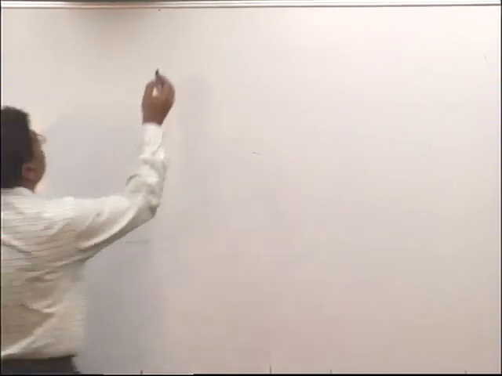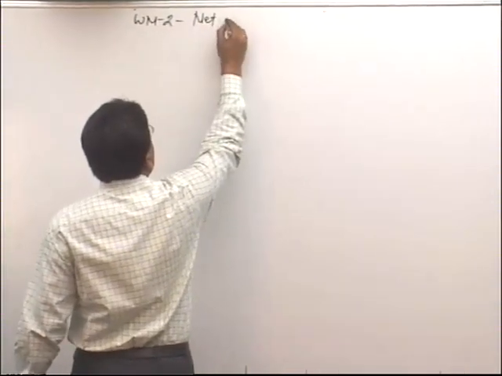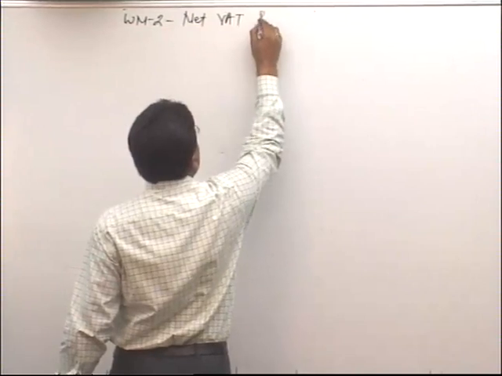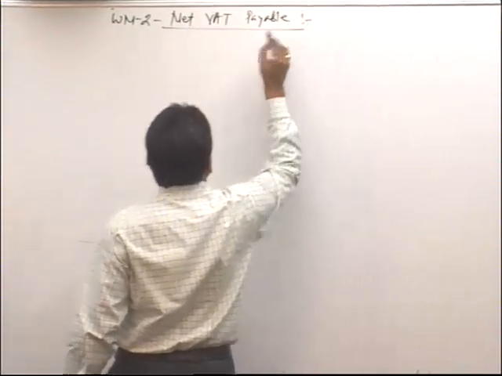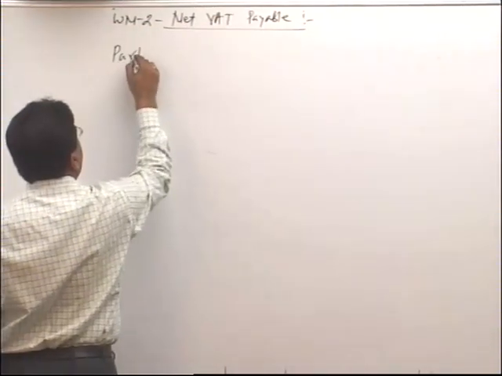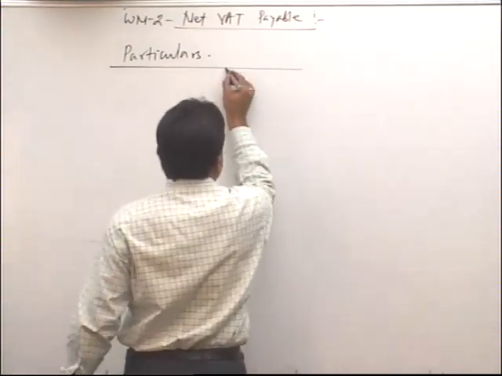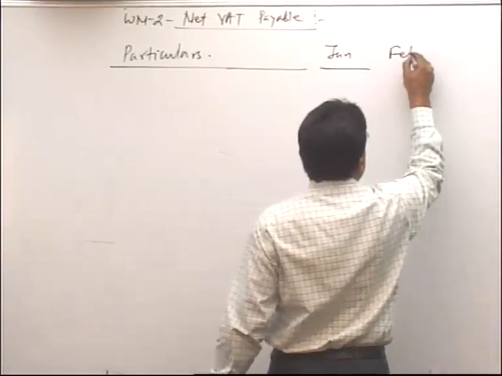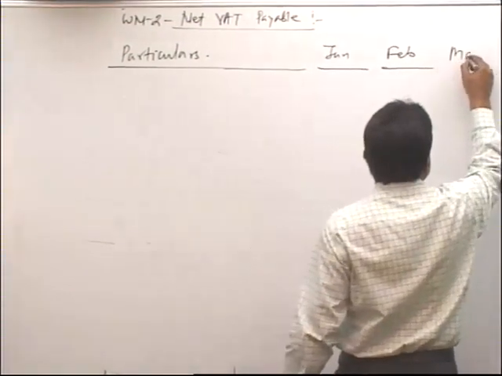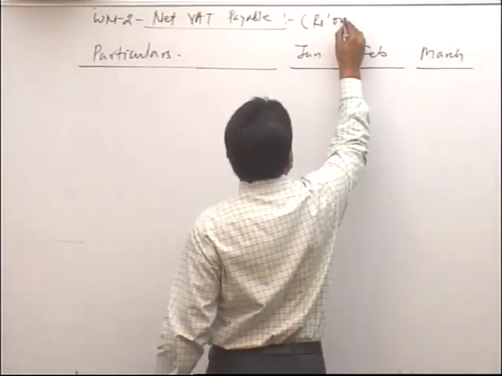Please make 4 columns. Working note 2, net VAT payable. First column is particulars and then 3 columns for 3 months of January, February and March. Here also the rupees are in thousand.